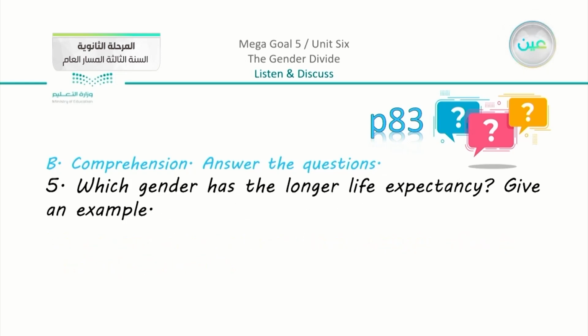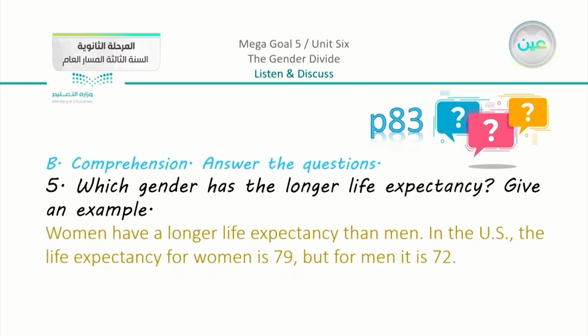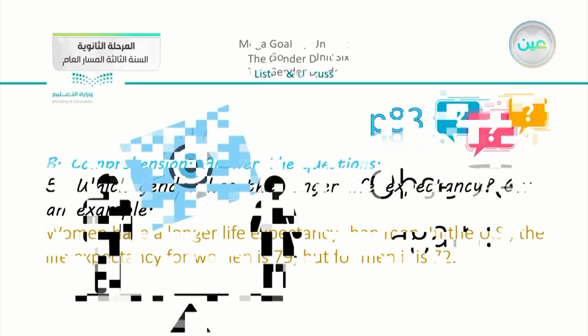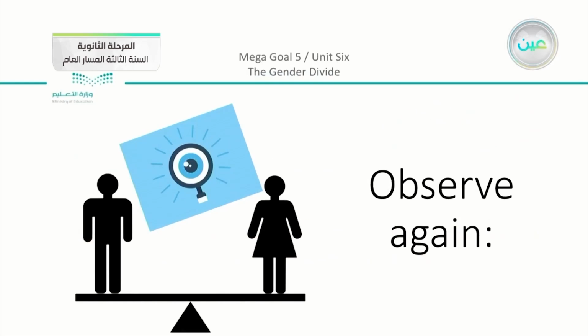Our last question here we have, which gender has the longer life expectancy? Give an example. We can say, for example, women have a longer life expectancy than men. In the US, the life expectancy for women is 79, and for men, it is 72. So we have revised. We know the most important parts that we have in our lesson, the listen and discuss lesson, and what it is focused on. Now moving on, we're going to observe our sentences again.